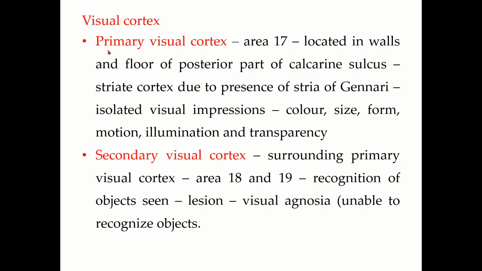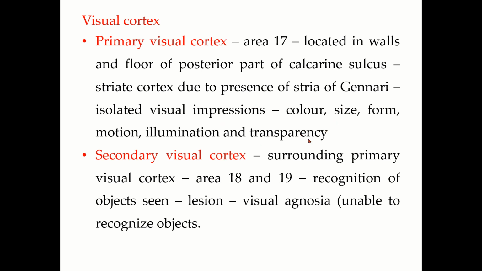Visual cortex, primary visual cortex, area number 17, is located in the walls and floor of the posterior part of the calcarine sulcus. It is also called striate cortex due to the presence of the striae of Gennari. Isolated visual impressions like color, size, form, motion, illumination, and transparency are perceived here.